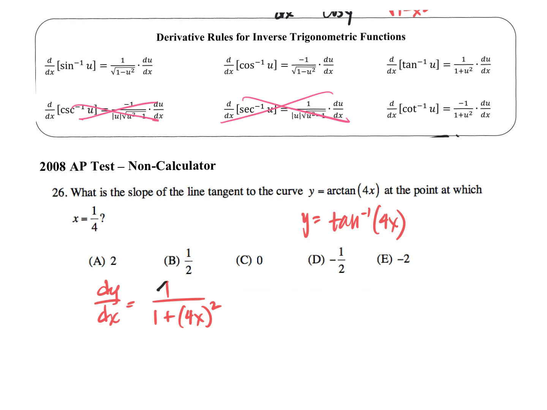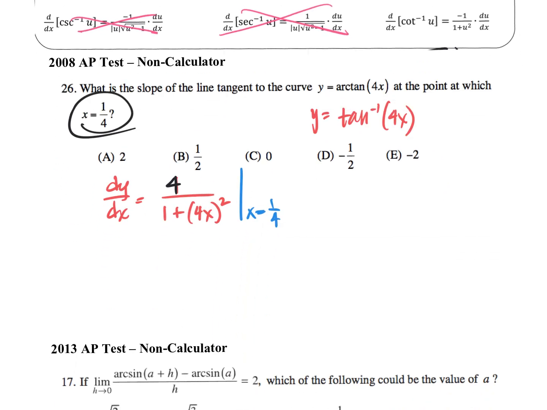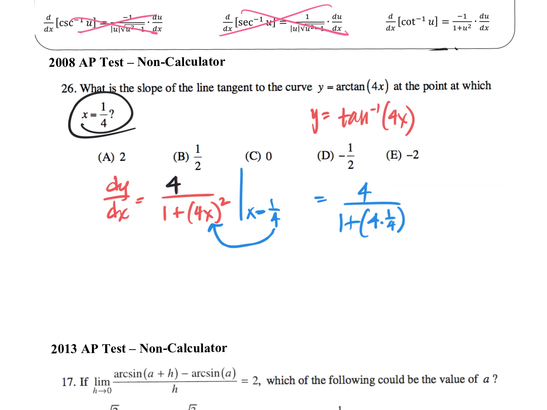I dig it. You guys, they want that slope when x is a fourth. So I'm going to do my cute little when x is a fourth evaluation bar. And that just means letting the reader know I'm going to plug in a fourth right there. I'm going to scroll this up so that we can see. So I've got 4 over 1 plus 4 times 1/4 and square it. What is 4 times a fourth? 1. Yeah, you know it. 1 squared? 1. So what do we have here? 4 over 2 is going to get me 2.